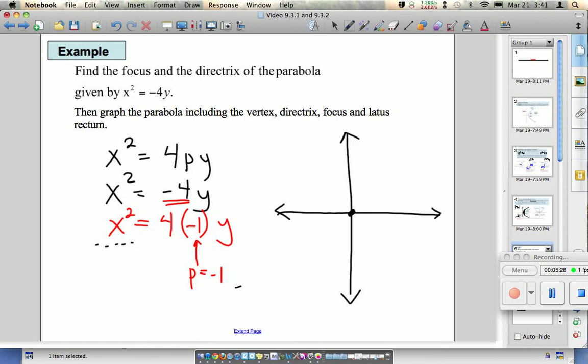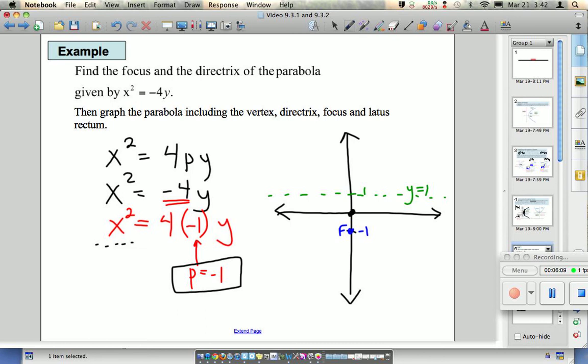Okay, but because p equals -1, that means that my focus is down at -1. So the focus is always p away from the center. Since it's negative, we go down 1. So this is down at -1, and this is my focus point. The directrix is always in the opposite direction, so it's going to be up 1. This is going to be my directrix, and the equation of this line is y equals 1. The equation of the line will always be y equals negative p, or the opposite of p. Since p was -1, the directrix is at 1.